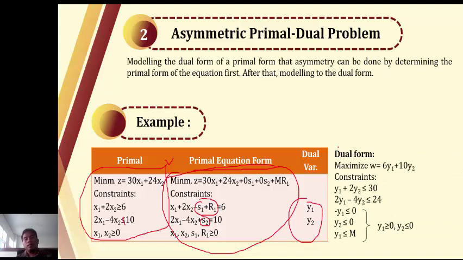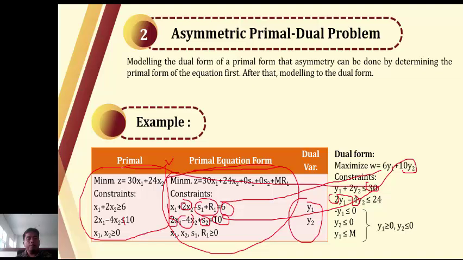Now the dual form is like this: maximize W = 6y1 + 10y2. The constraints are as follows: the coefficients are 1 and 2, so y1 plus 2y2, and 2 and negative 4. These come from the coefficients of the objective function, x1 and x2.